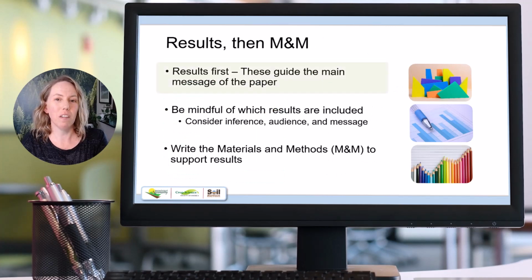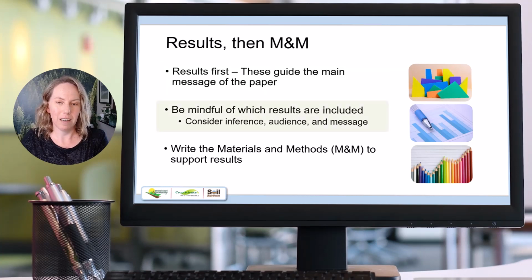Write about your results first because these will guide the main message of your paper. Be mindful of which results you include. This part can be tricky, especially if you're close to your data. Research projects often result in tangential data that are interesting but not essential to that overall outcome. Consider your study inference, your audience, and your message, and work to keep your results tidy and on topic to the story you're telling. Then, write about the materials and methods you used in support of those results.